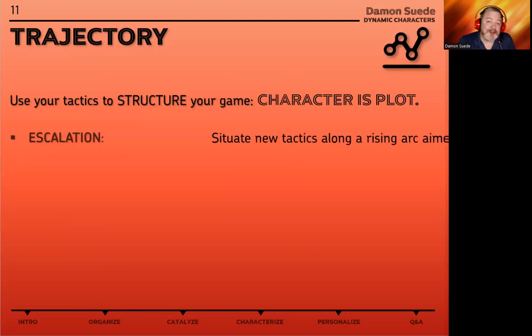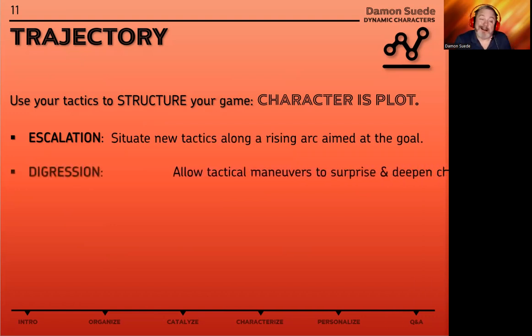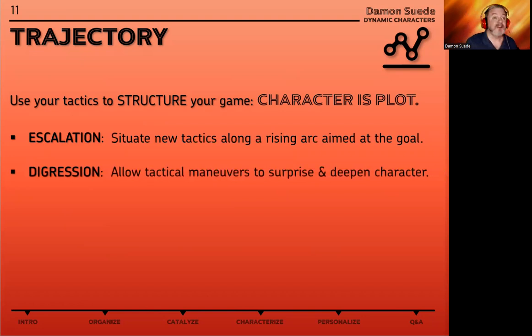Obviously, there's basic things you can do narratively. Escalation is always critical. You want to situate your tactics along a rising arc aimed at a goal. You want to actually allow some maneuver. You want a little digression, right? You want some maneuvers to surprise the reader, to surprise the other characters. You want to deepen things, broaden things. Jackie is going to be teaching a plot class later about promise, progress, and payoffs. And using tactics is a perfect way to maximize player engagement and also the emotional impact, both on your audience and the characters around them in the world, right?